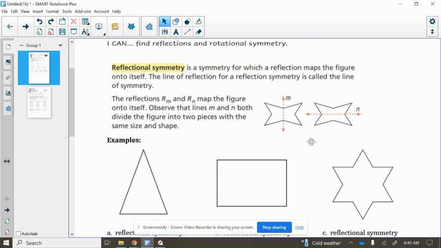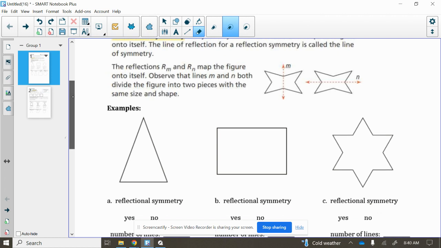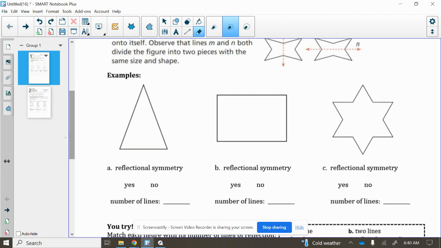We could potentially try and see, okay, are there other lines of reflectional symmetry? For instance, if I cut it through this way, the problem is if we mapped it on top of itself, this would fold down here and it wouldn't be directly on top of itself. So we only have the two lines of reflectional symmetry. We have a few more examples down below.